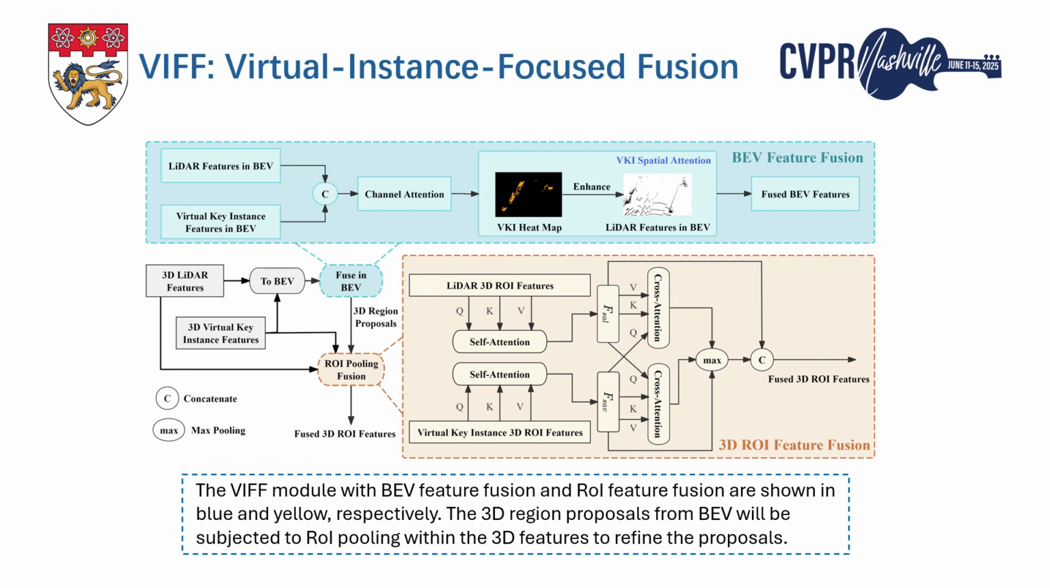For ROI feature fusion, self-attention is applied to both LiDAR and VKI ROI features. We next employ a bidirectional cross-attention between them. This configuration enables the ROI features from VKIs and the ROI features from LiDAR to learn from and complement each other. The VKI features can learn their contextual information from LiDAR features and disregard noises within themselves, while the LiDAR features can learn the semantic and denser structural information from the VKI features.